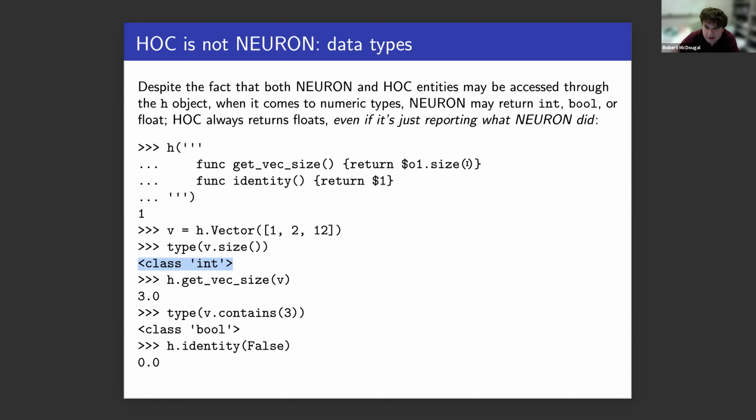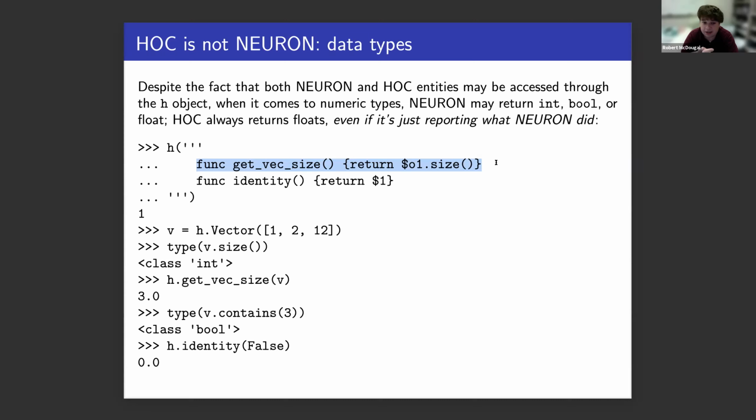If I have that size, even if I call that function from within HOC, that in HOC is a double. And if that number dot size ever touches HOC, then it has to be a data type that HOC knows about. So while v.size is going to return an integer, if I have nothing but a HOC function that grabs the vector.size and returns that value, it's going to come back in as a data type that HOC knows about, which is a float.